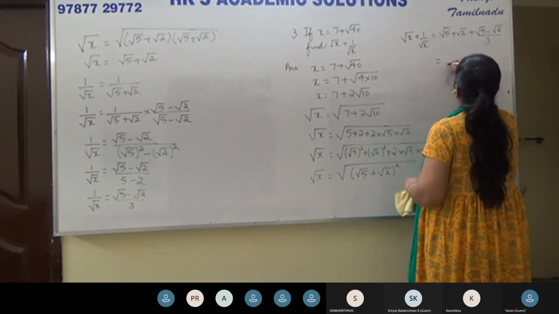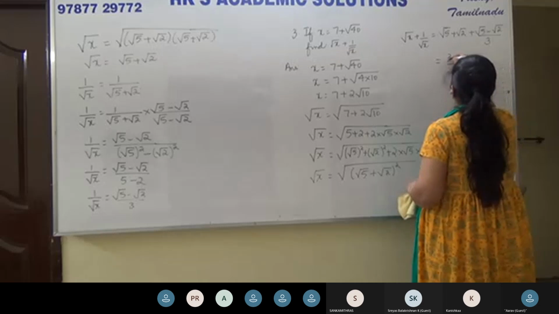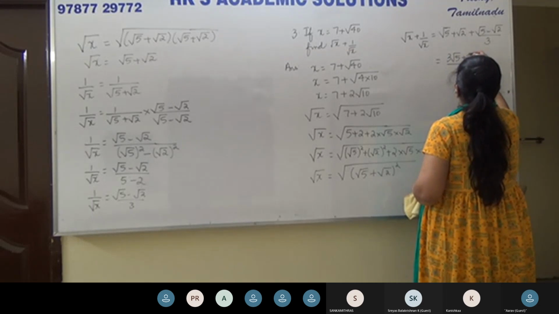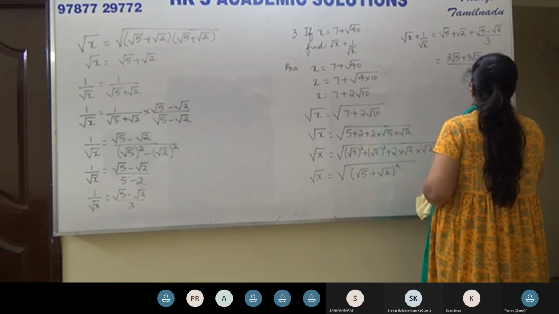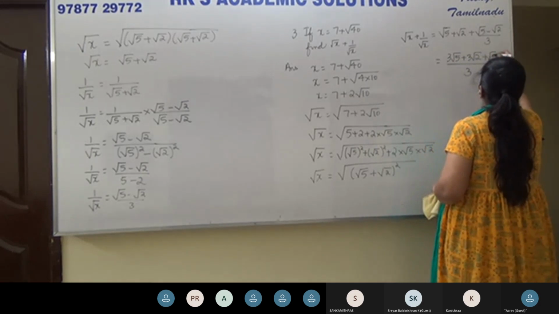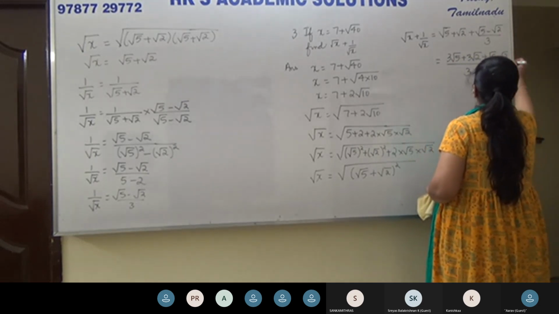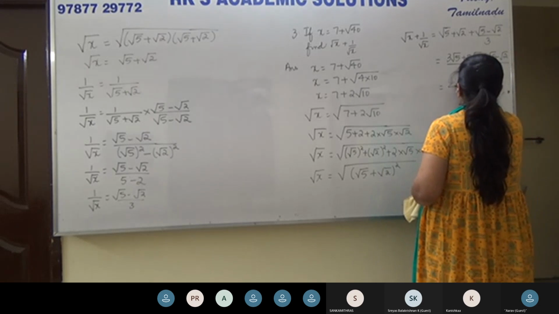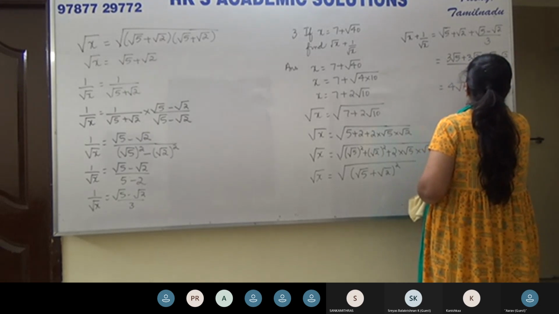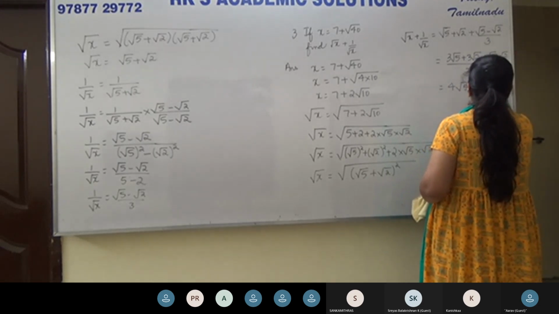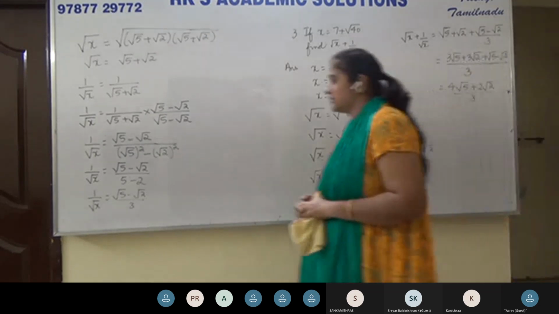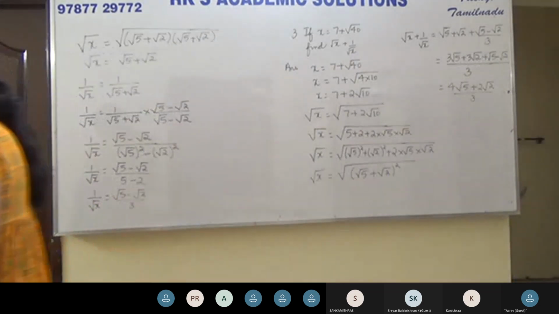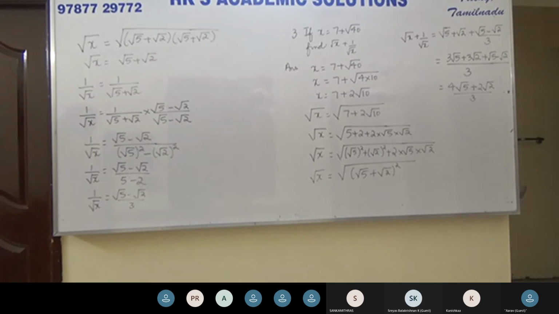I'll take up the LCM. 3 is the LCM. So 3 root 5 plus 3 root 2 plus root 5 minus root 2. So that is 4 root 5 plus 2 root 2 over 3. I'll repeat the explanation, children. Please write down. I'll repeat the explanation.